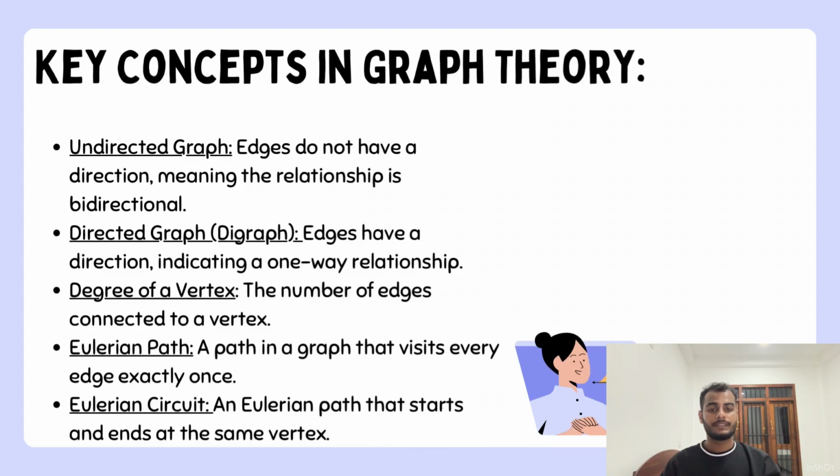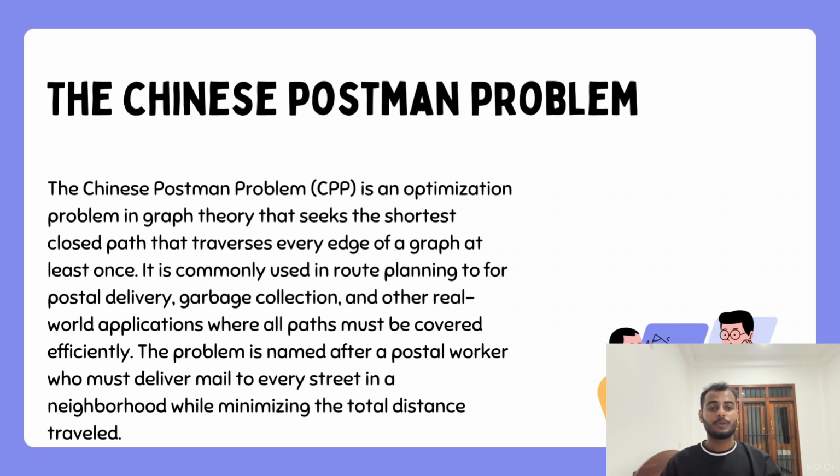Degree of a vertex: the number of edges connected to a vertex. Eulerian path: a path in a graph that visits every edge exactly once. Eulerian circuit: an Eulerian path that starts and ends at the same vertex. So now let's move on to the Chinese Postman problem.